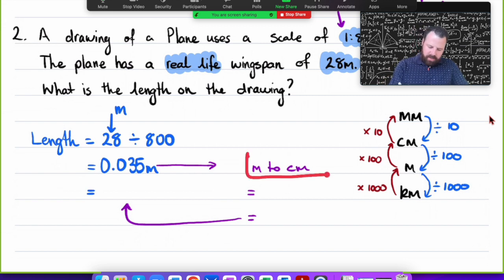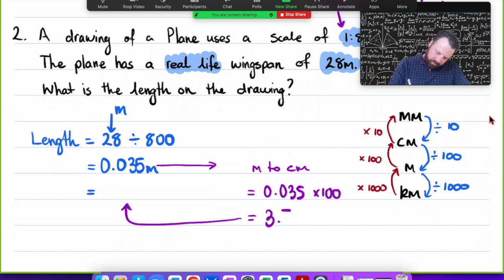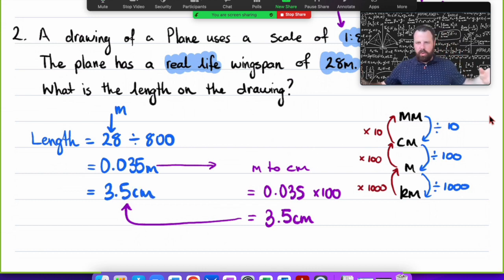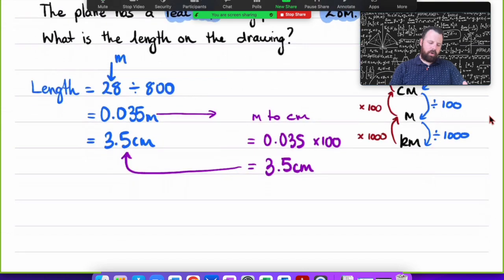We're going to convert meters to centimeters. So starting at meters, we need to go up to centimeters. So we've got to multiply by 100. So we're going to get 0.035 times 100. Put that on our calculator. And what we end up with is 3.5 centimeters. So on our diagram of this plane, the wings all the way across would measure 3.5 centimeters, because that means they were 28 meters in real life based on the scale that we used. 2 more examples to go, guys, and then you can get on with doing some work.